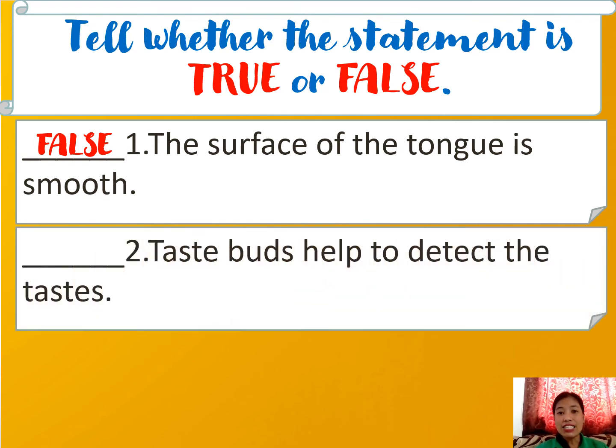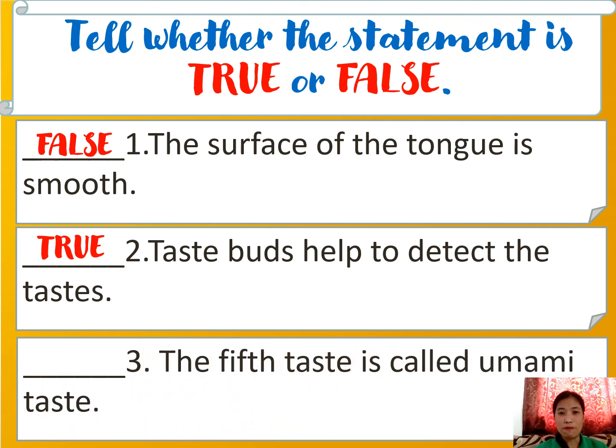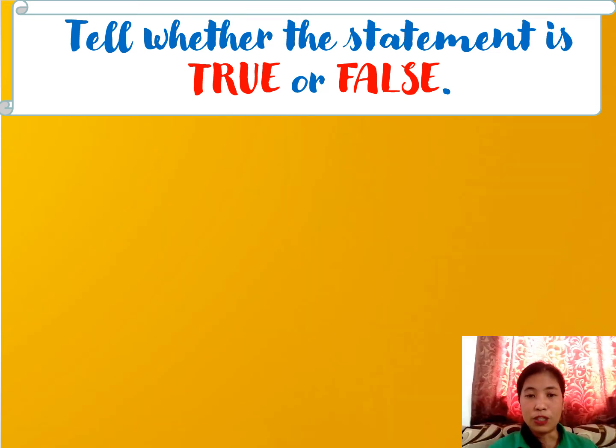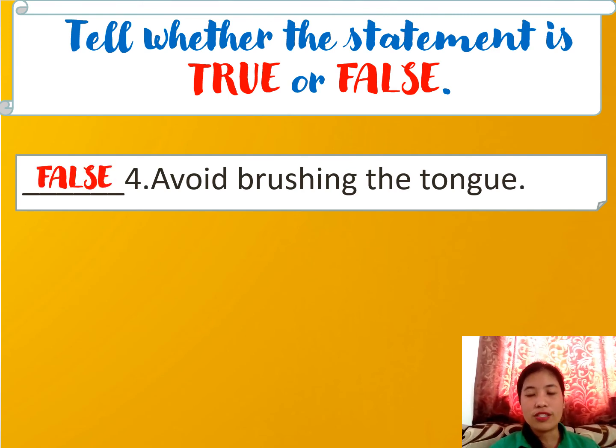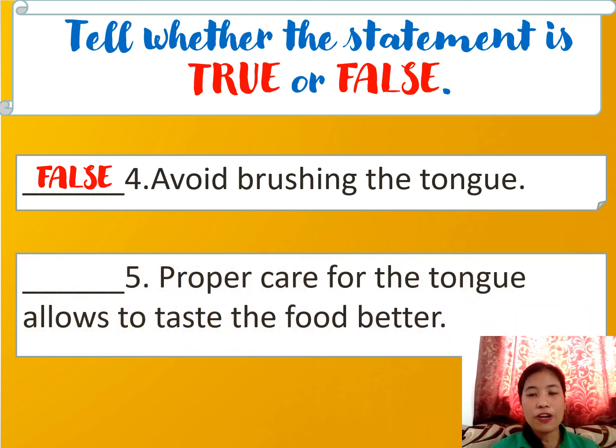Next, taste buds help to detect the taste. That is true. How about the third one? The fifth taste is called umami taste. That is true also. Number 4. Avoid brushing the tongue. Is it true or false? Right, that is false because you must brush your tongue to make it clean and to have a fresh breath. How about number 5? Proper care for the tongue allows us to taste the food better.